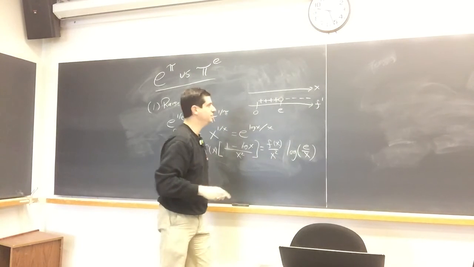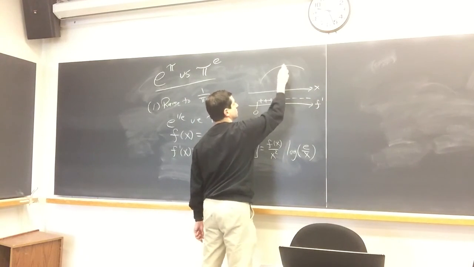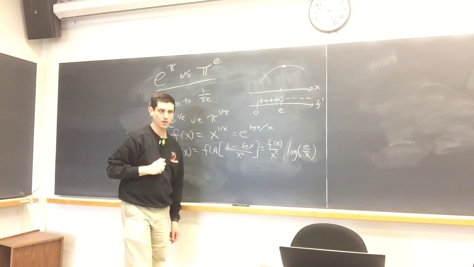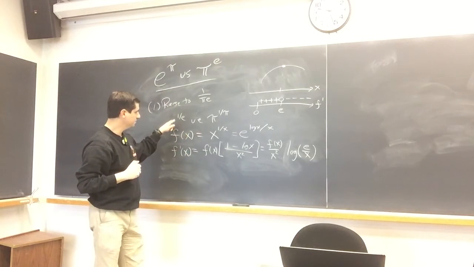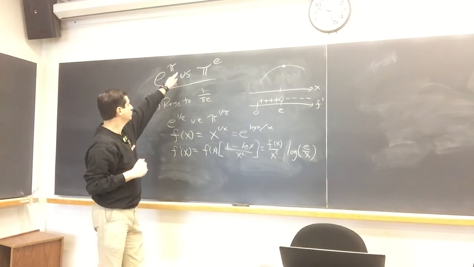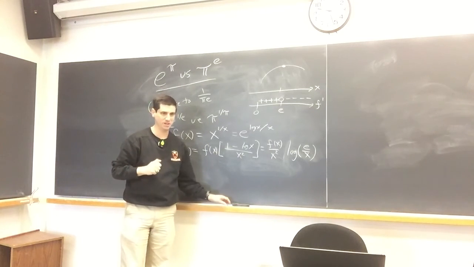So what this tells us is the plot of this function looks something like this, where its maximum value is at e. So the maximum value has to be at e. So e to the 1 over e is greater than pi to the 1 over pi. So e to the pi beats pi to the e. So well done. Remember to email me.